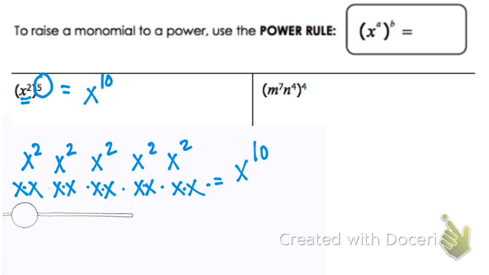Now, instead of writing all of that out and expanding it and counting how many x's there are total, you can see that there is a shortcut to do this, and that is to just multiply these together. So the power rule is just x to the a times b. In this case over here, we're going to do that for the m. So 7 times 4 is 28. And then also the n. 4 times 4 is 16.